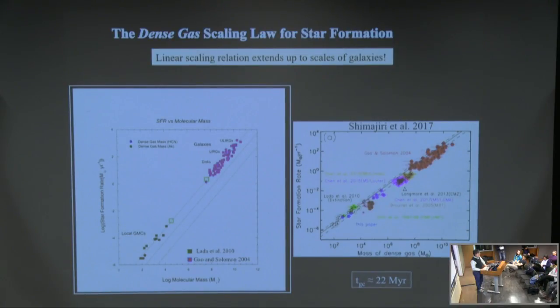The problem is that you get a lot of diffuse HCN gas far away from star formation, which has nothing to do with star formation. So if you take that into account and make these plots, you actually see a significant offset between the galaxies and clouds.